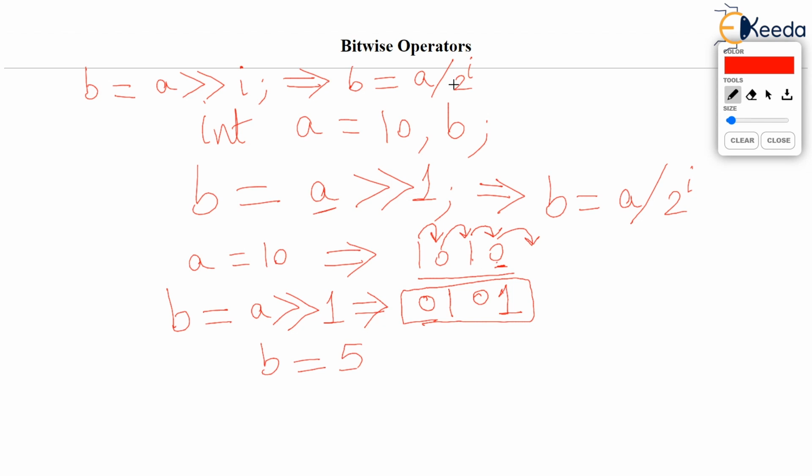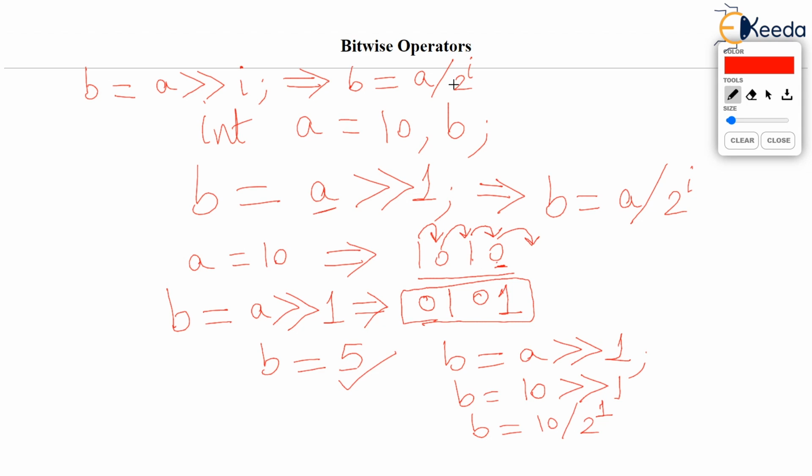Have we proved enough? What we were trying to find out is B is equal to A right shift 1. And remember, A was 10. 10 when right shifted by 1 means B should become equal to 10 divided by 2 raised to 1. But 10 divided by 2 is 5. And that's exactly the value that we got.